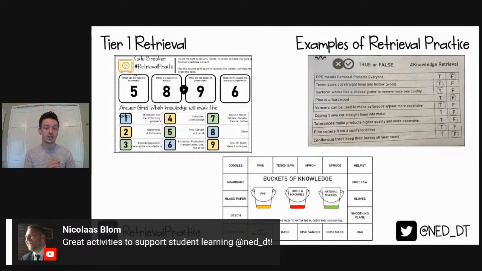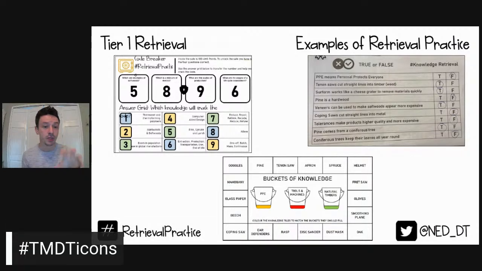So in my teaching, these are some of the examples that I use. So I've got the code breaker at the top left here for tier 1. So you've got the question at the top, you've got the answers at the bottom attached to a number, and they've got to try and work out which code would crack the safe in this case. Then we're moving on to true and false, quite simple really. Try and put some ones that are linked to their learning, but also thinking back further afield, if you can chuck some things into there.